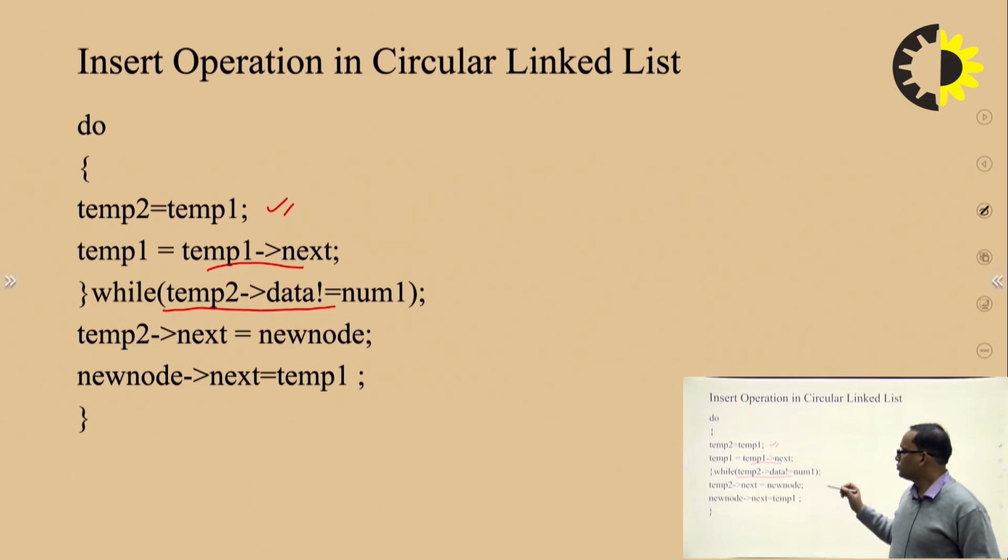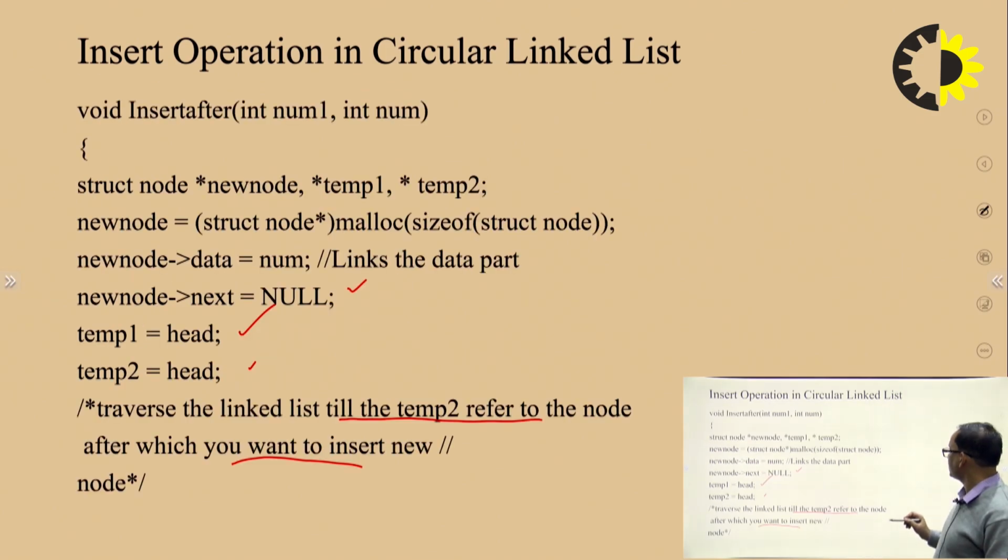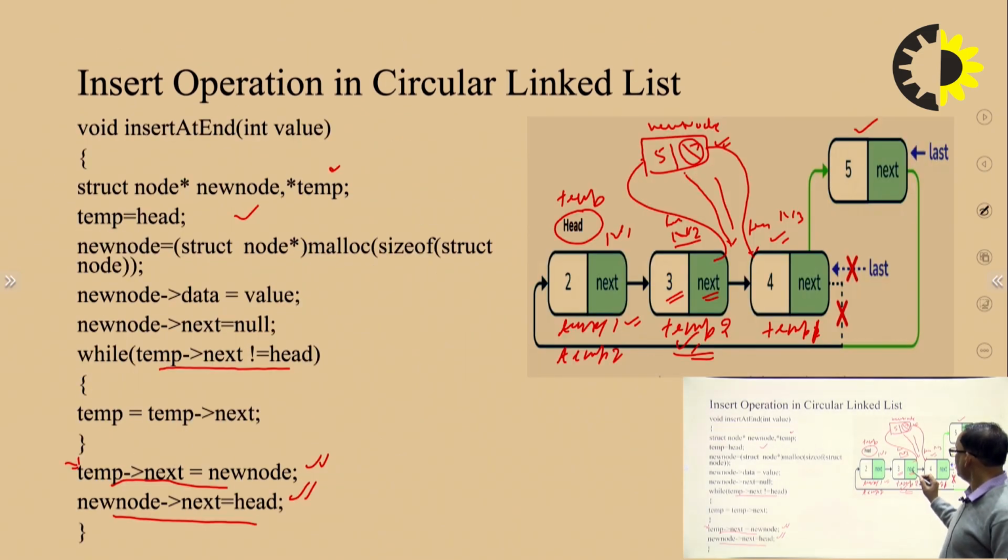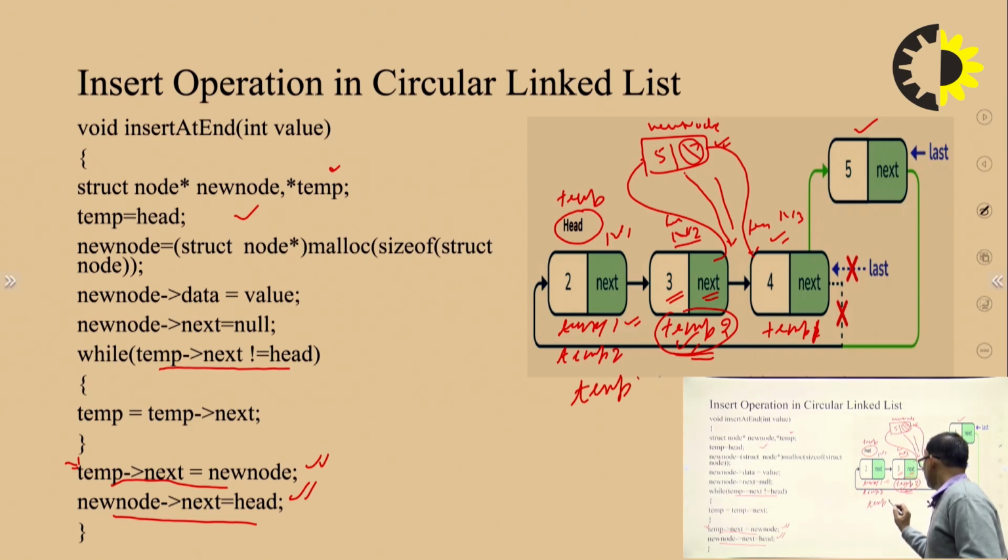new node. So once we reach the correct position, suppose we have to add the new node after n2. Once we reach n2, for that purpose we are using the pointer temp1. So once temp2 refers to n2, then to add the new node, what syntax can we use here? temp2 arrow next equal to new node.